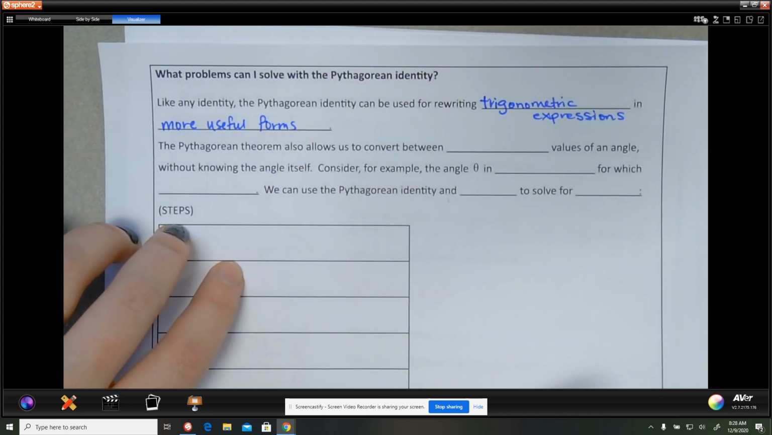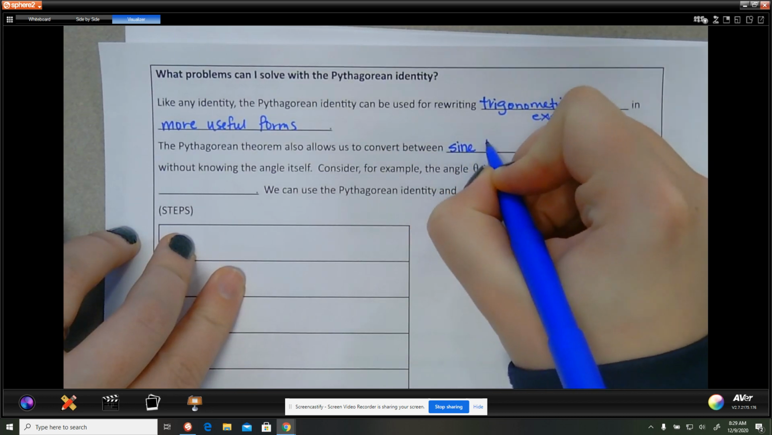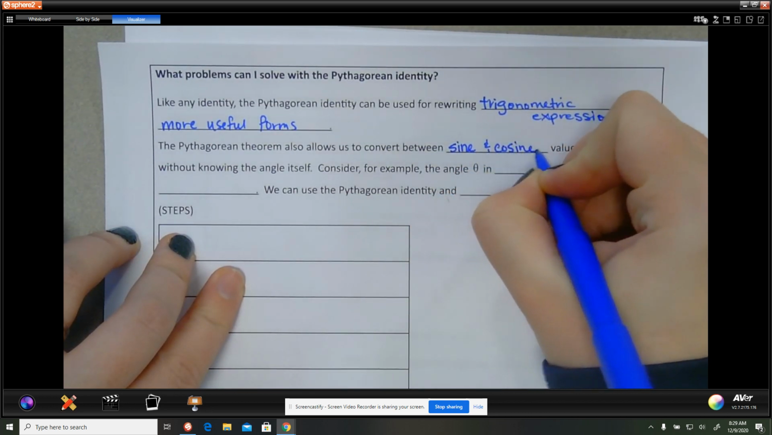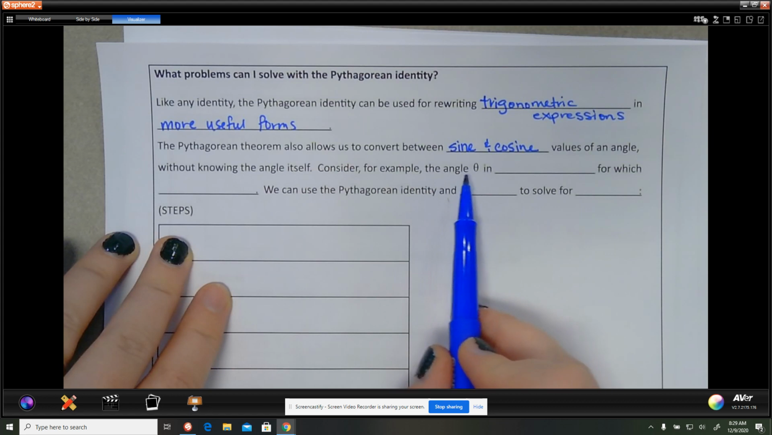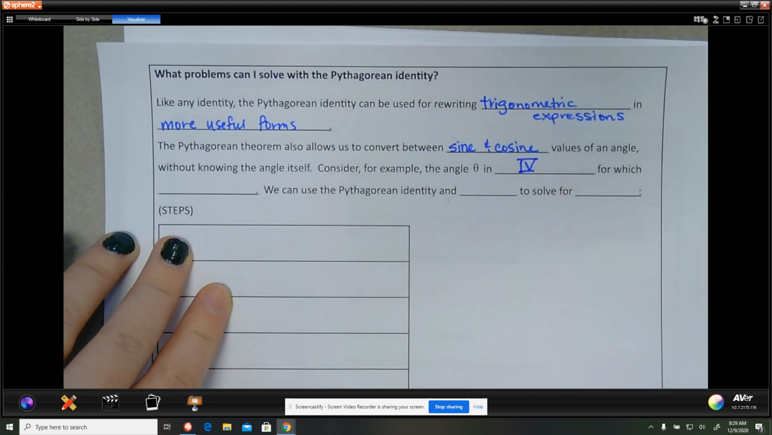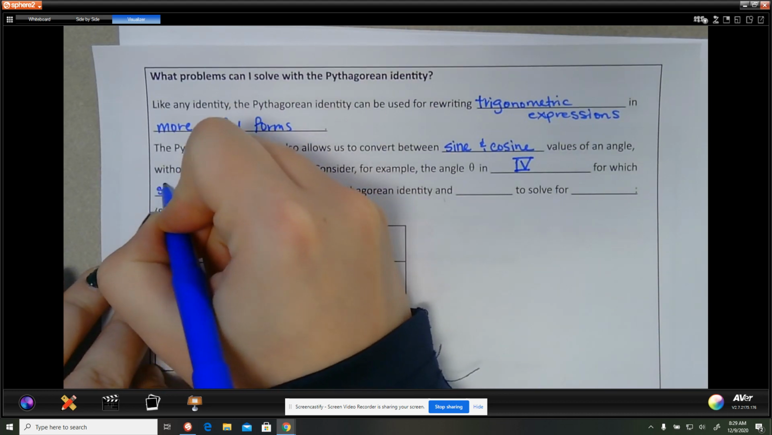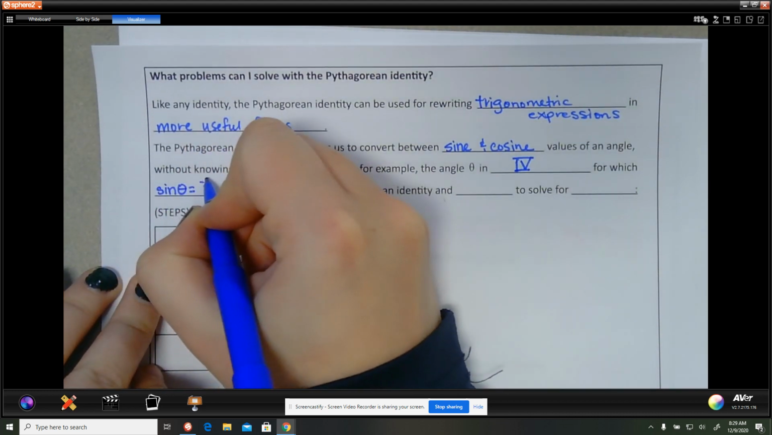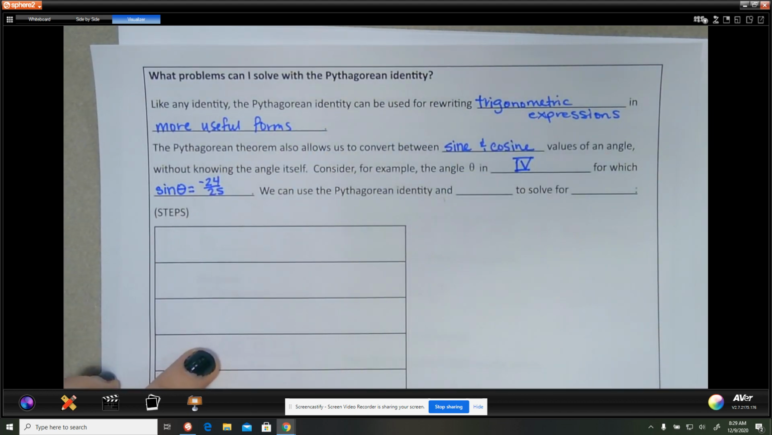The Pythagorean identity also allows us to convert between the sine and the cosine values of an angle without knowing the angle itself. Consider the example where we have an angle theta in quadrant 4 for which the sine of theta is negative 24 divided by 25. We can use the Pythagorean identity and the sine of theta to find cosine of theta.